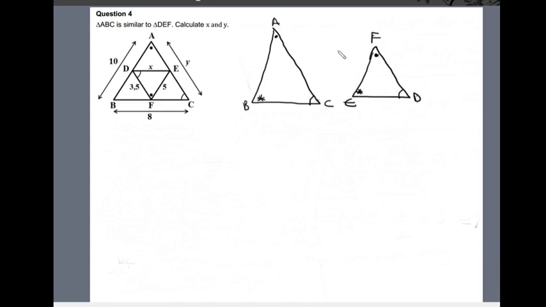So these two triangles are similar because the corresponding angles are equal, right? And then we also see DE is x, and DF is 3.5, and then FE is 5. And then the bigger triangle, AC is y, and then AB is 10, and then BC is 8, right? Now they want us to calculate x and y.